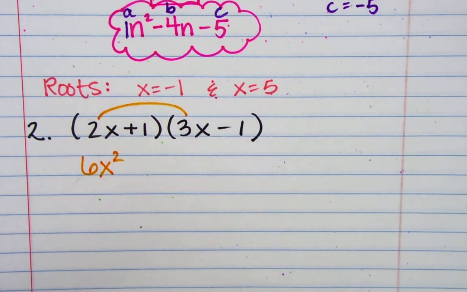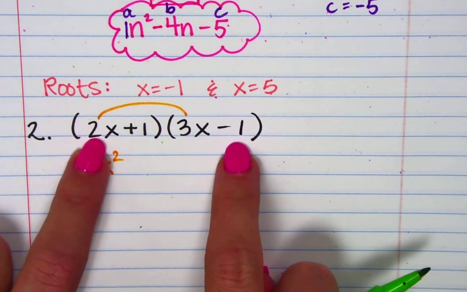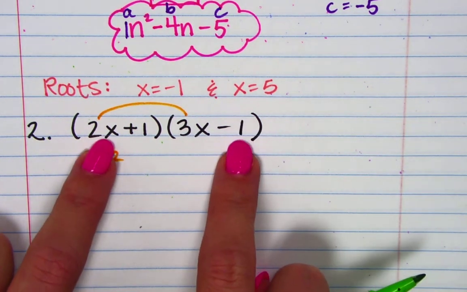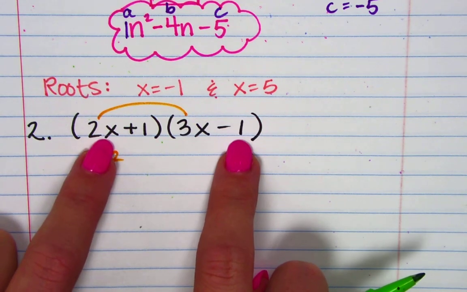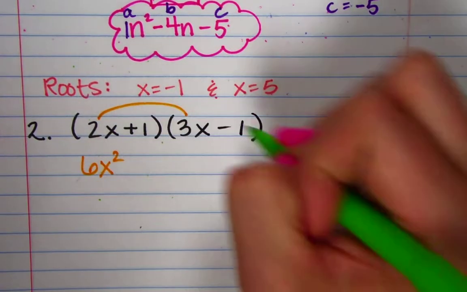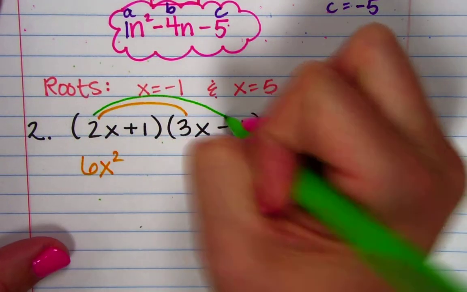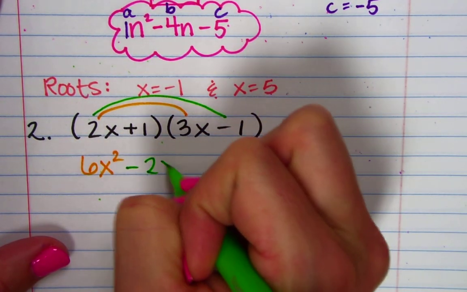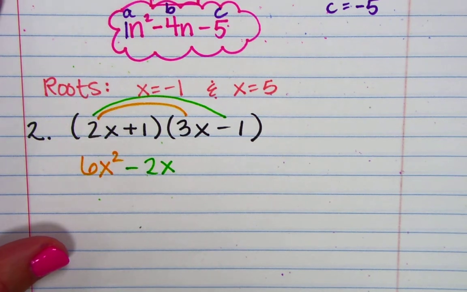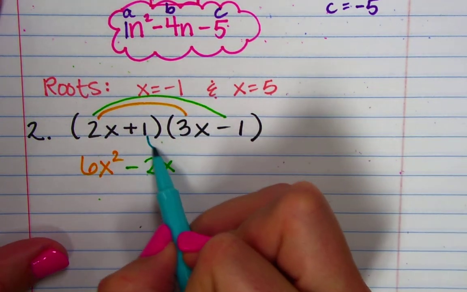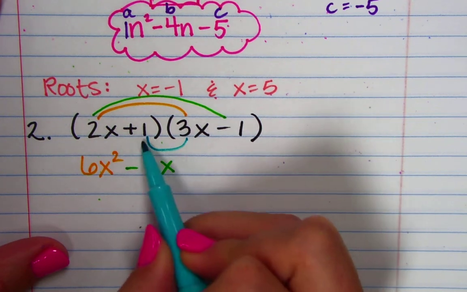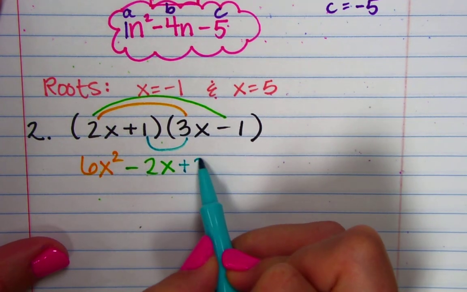Then outside, what are my outside terms? 2x and -1. All right, good. Thanks, Kiana. You have heard of this one before, right? I can tell when you said you knew what it was. 2x and -1, those are on the outside. So 2x times -1 is -2x. Then our inside, what are the inside ones? 1 and 3x, they're on the inside. So 1 times 3x is positive 3x.